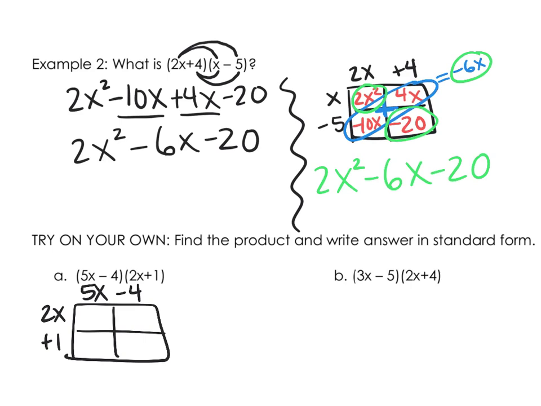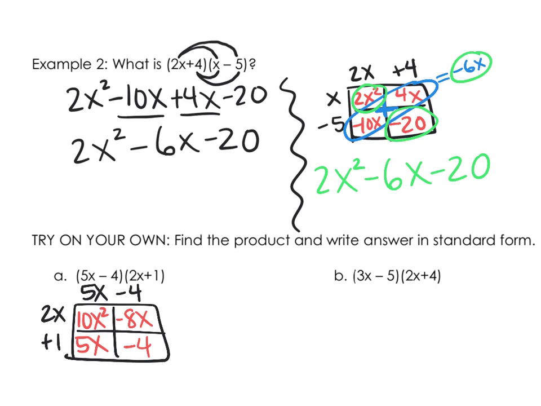Okay, so I had a 5x times a 2x, which should give me a 10x squared. Okay, then I had a -4 times a 2x, which should give me a -8x. And then I have 5x times a +1, so that's going to stay 5x. And then last box is a -4 times a +1, so that's going to be -4.